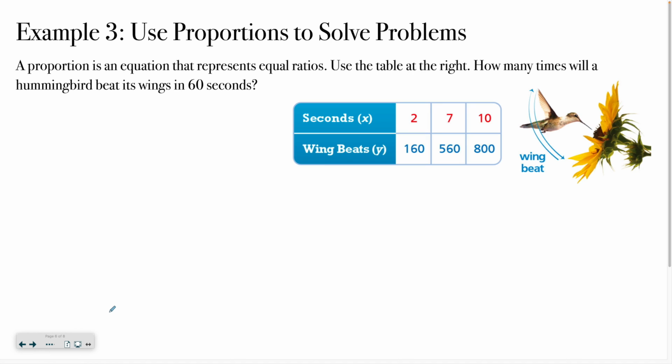Then we are going to look at our last example for today, and then you'll have a question to try just like this. We want to use proportions to solve problems. A proportion is an equation that represents equal ratios. Use the table below. How many times will a hummingbird beat its wings in 60 seconds? So right now you can see every 2 seconds a hummingbird beats its wings 160 times. In 7 seconds it has 560 wing beats. In 10 seconds it has 800 wing beats.